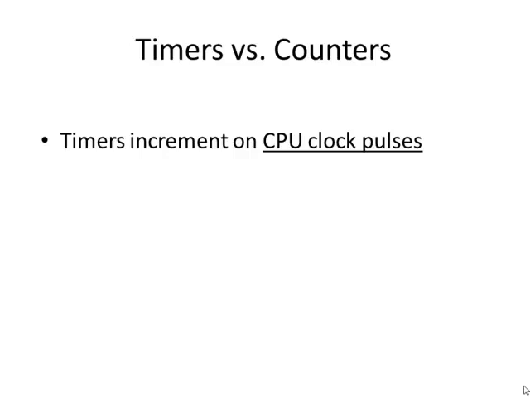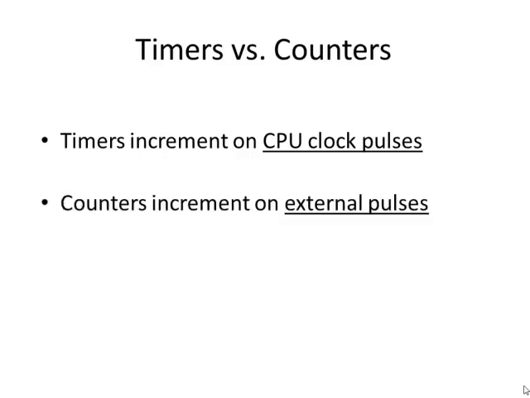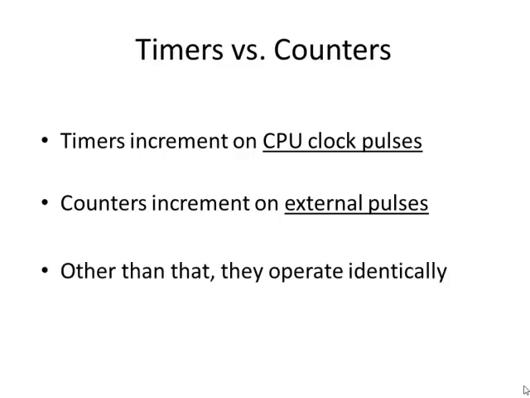So timers increment on CPU clock pulses. Counters will increment on external pulses. That means you put an external signal in. So for example, if I wanted to count parts coming down an assembly line, I might have a sensor that pulses every time a part goes by, and that would go into our counter. That would feed the clock pulses for the counter. But other than that, a timer and a counter operate exactly the same.